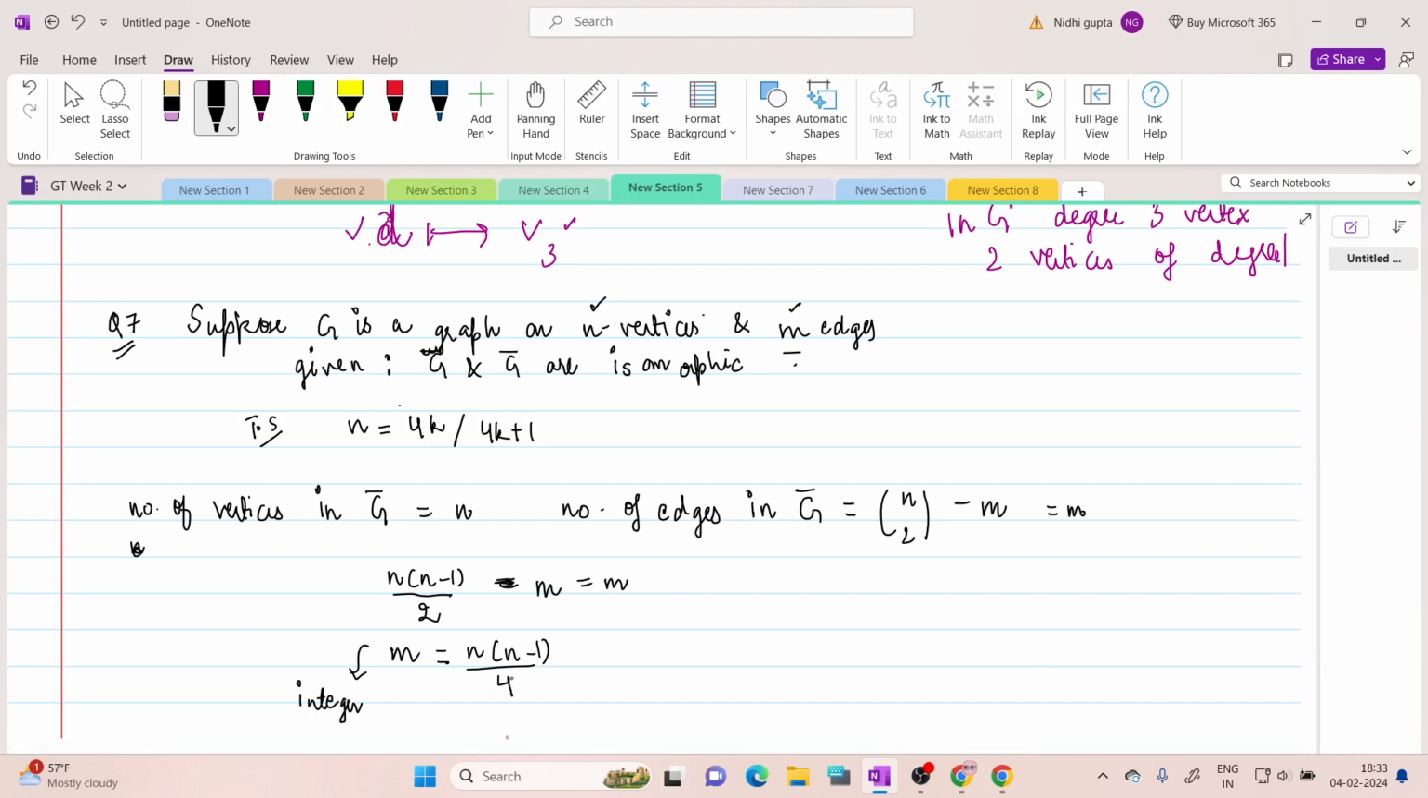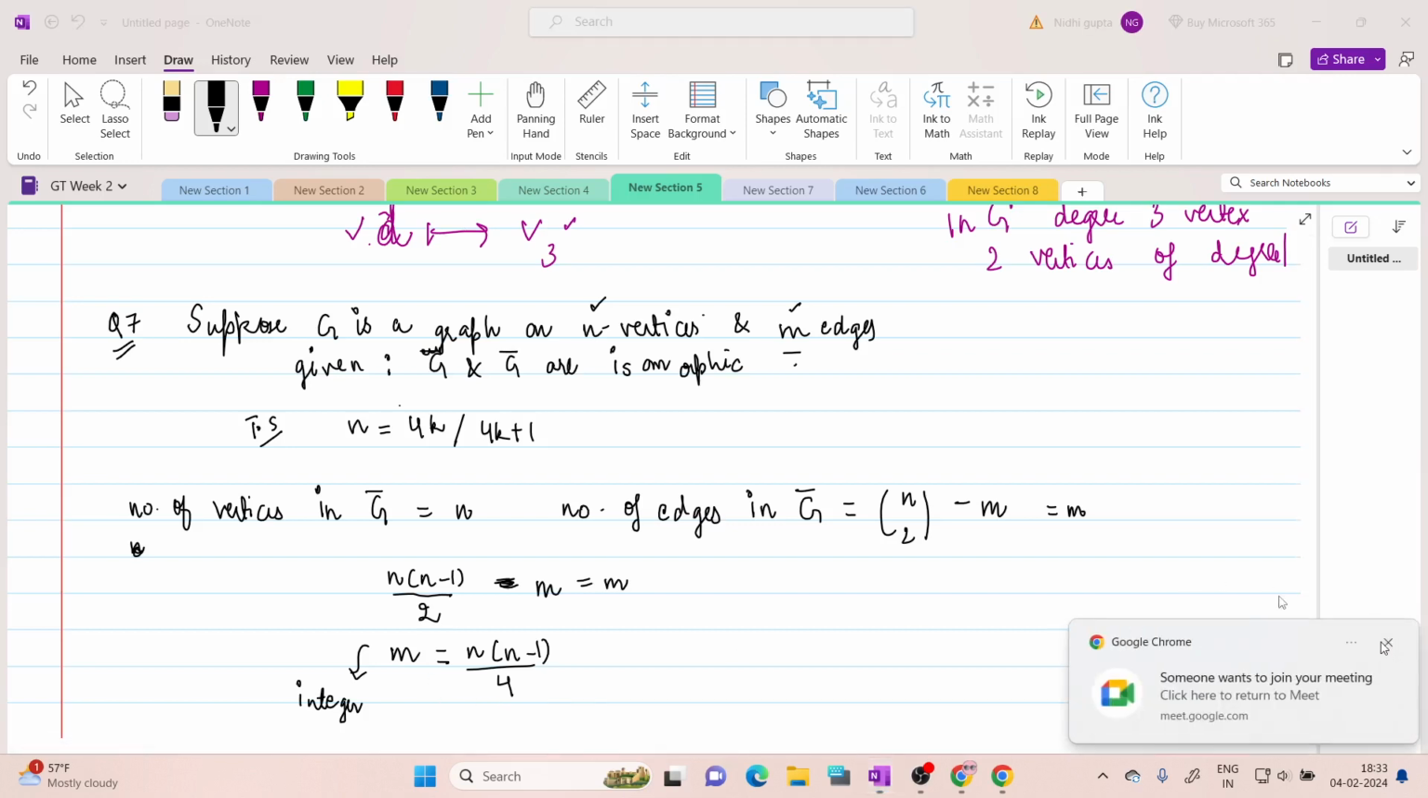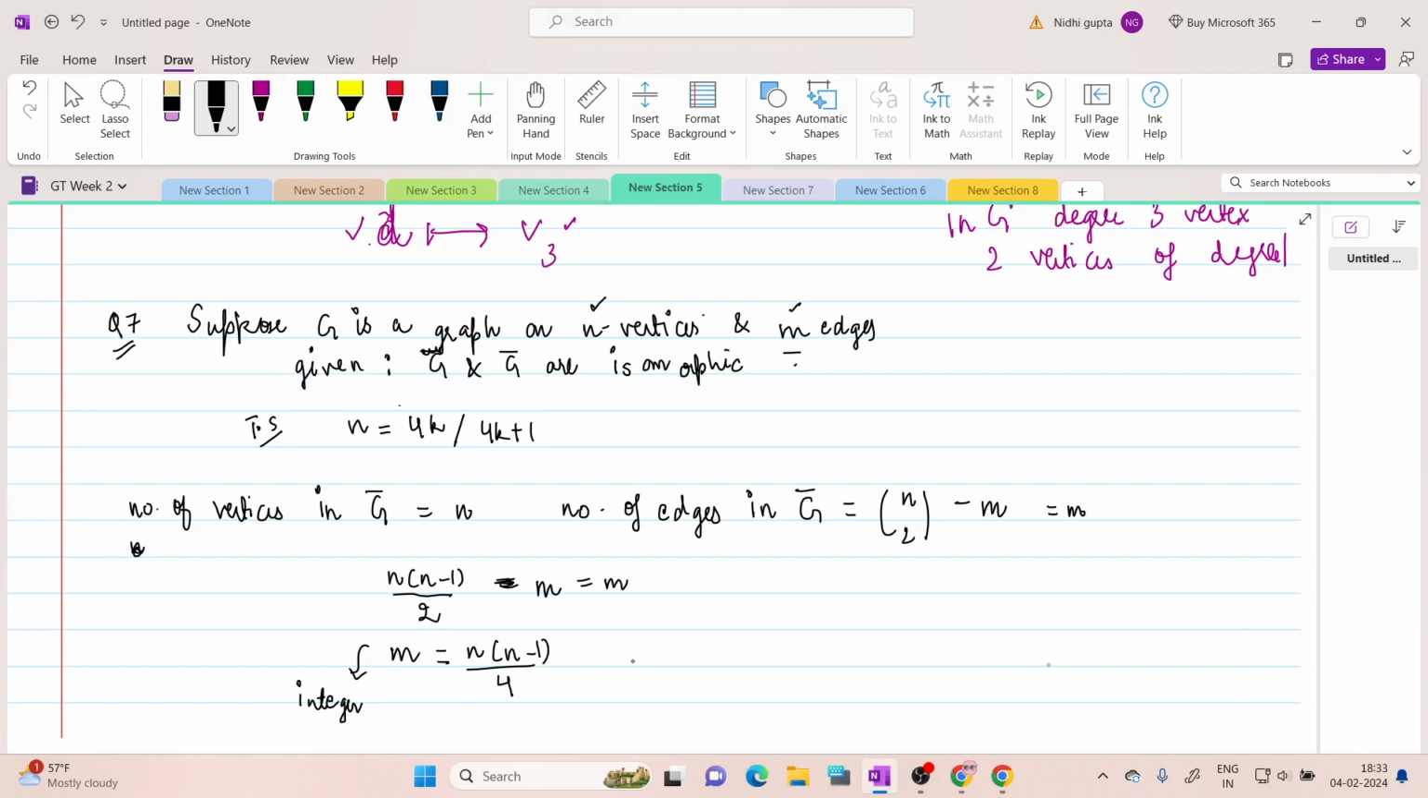Did we get what we wanted? Yes. Why? Because if n is odd, then n minus 1 is even. And if n minus 1 is even, it has to be a multiple of 4, because it won't divide n. And we can use the same logic for n minus 1 if it is odd.